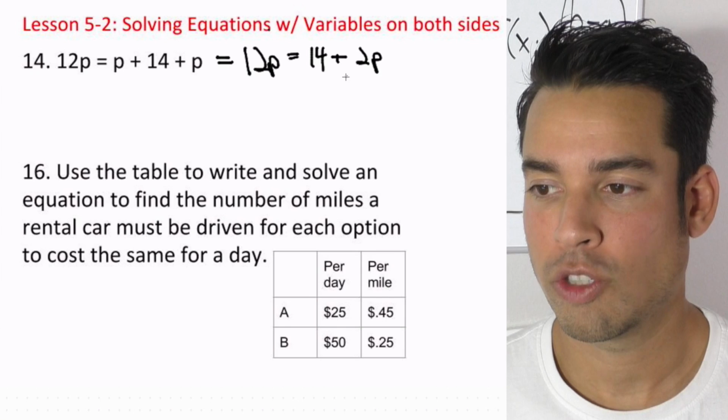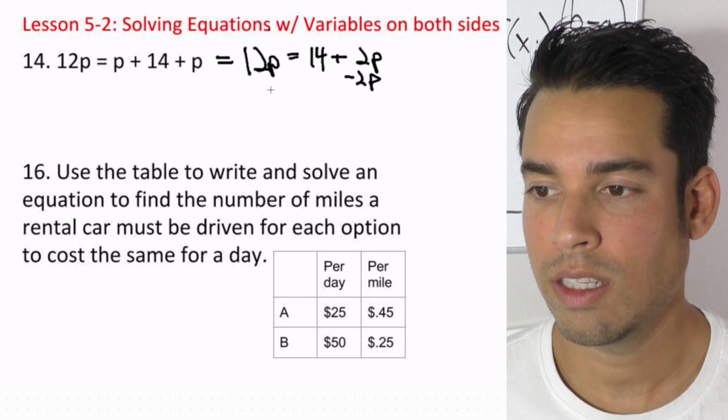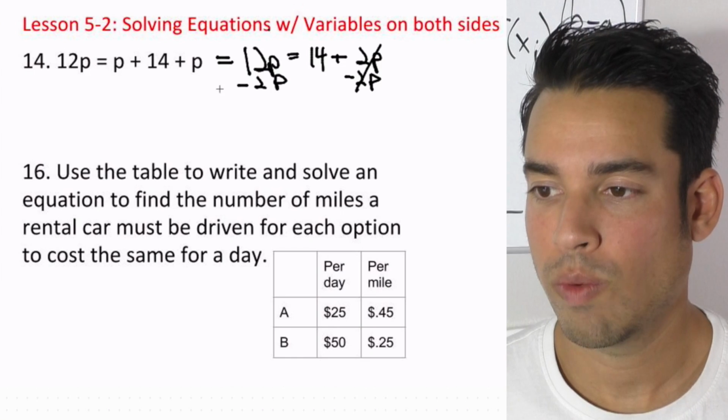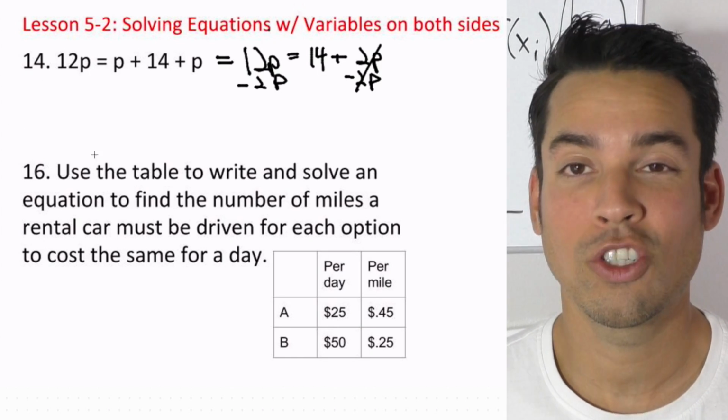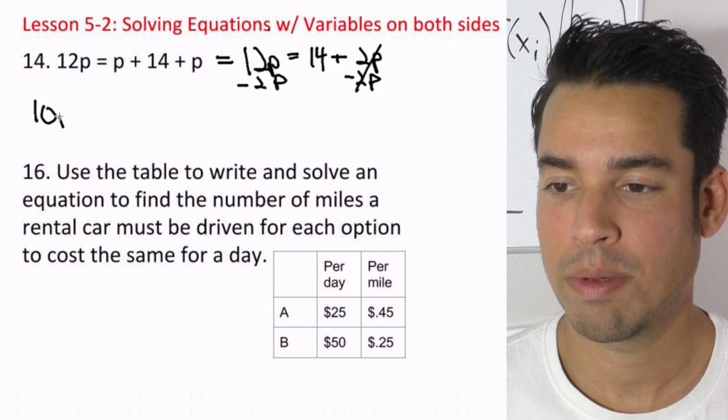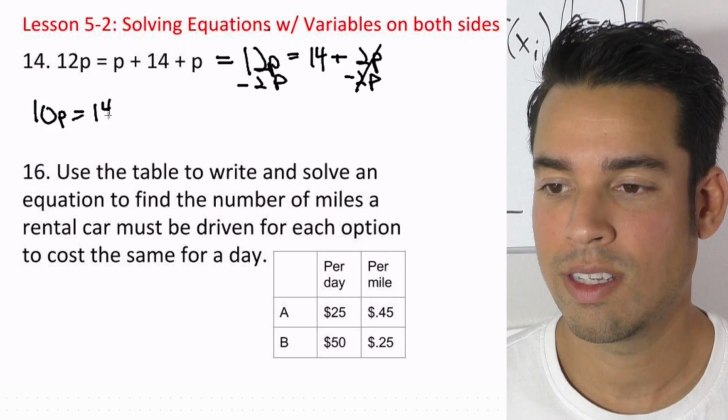And now we're going to subtract 2p from both sides. We've got to get these p's all together. All right, so these guys go away. What's 12 oranges minus 2 oranges? It's the same as 12p minus 2p. That is 10p equals 14.